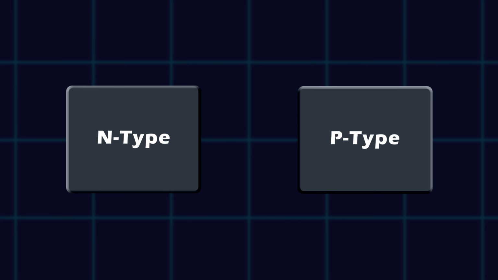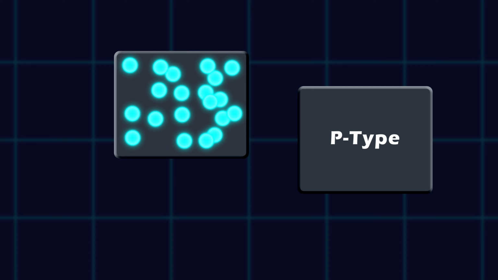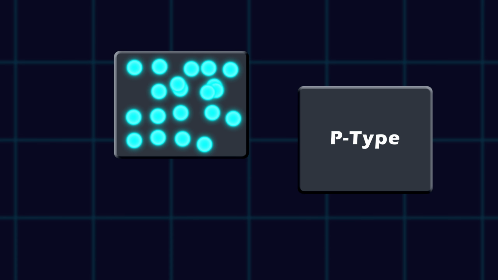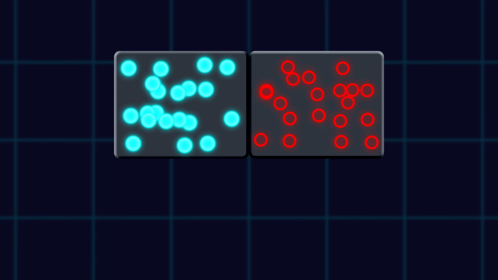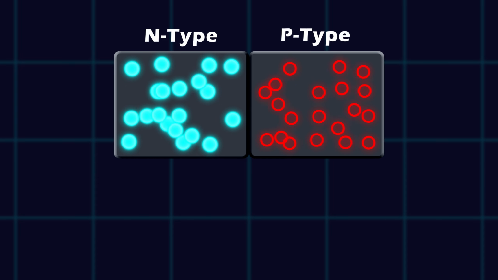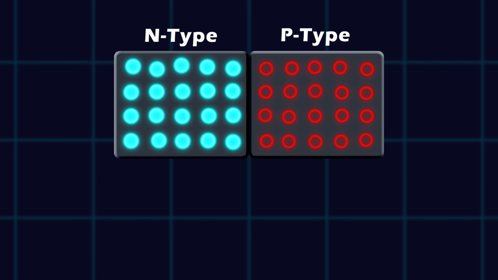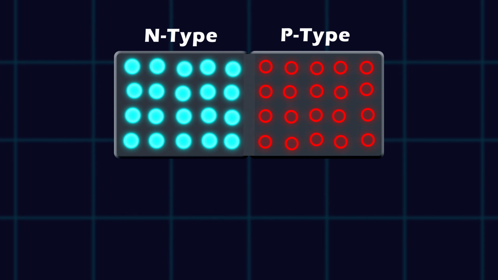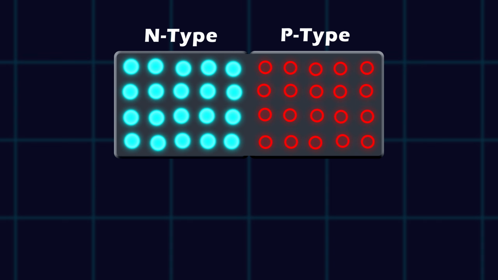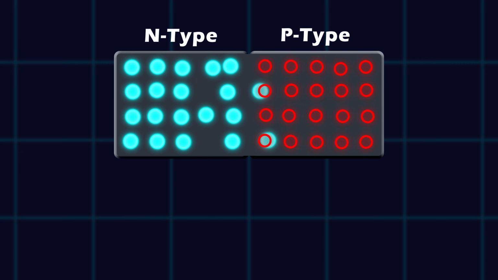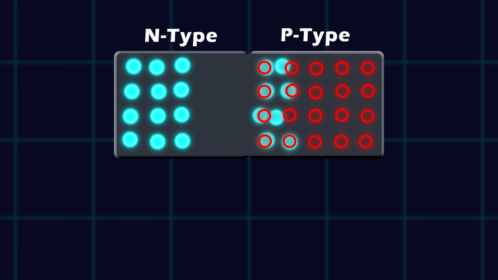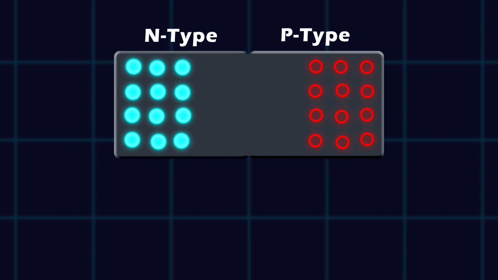We take a block of N-type silicon packed with free electrons and fuse it to a block of P-type silicon full of moving holes. The free electrons on the N side look across the boundary and see millions of empty holes on the P side. They rush across to fill them. When a negative electron meets a positive hole, they recombine.